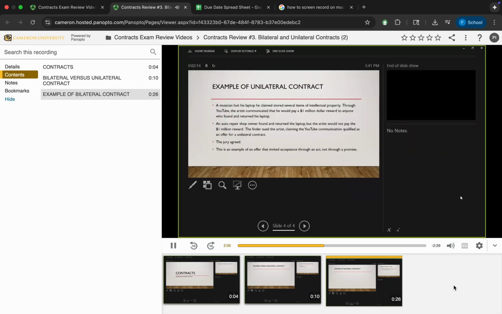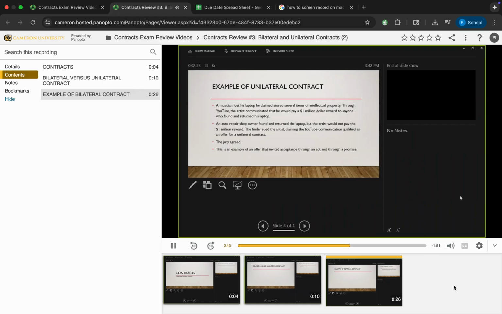Now let's look at an example of a unilateral contract. We have a musician who lost his laptop. He claimed that the laptop stored several items of intellectual property. Through YouTube, the artist communicated that he would pay a $1 million reward to anyone who found and returned his laptop. An auto repair shop owner found and returned the laptop, but the artist would not pay the $1 million reward. The finder sued the artist, claiming the YouTube communication qualified as an offer for a unilateral contract.